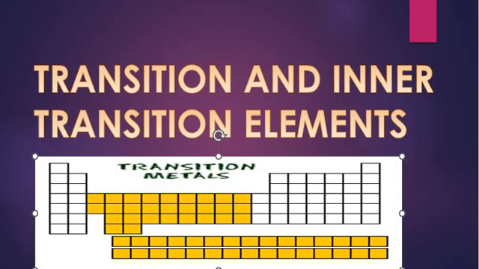Hello everyone. In this video of the chapter d and f block elements, I'll be talking about the compounds of potassium permanganate and potassium dichromate. Then I'll be talking about their properties also, and the metallurgy part. And in metallurgy, I'll be talking about the extraction of iron metal.